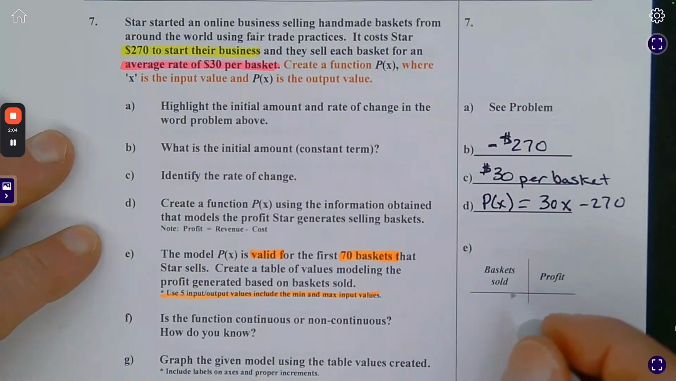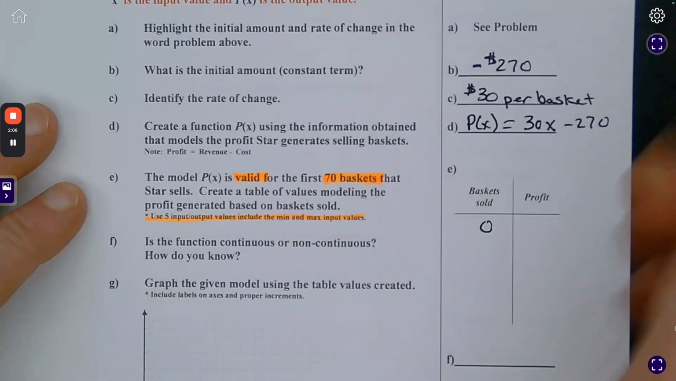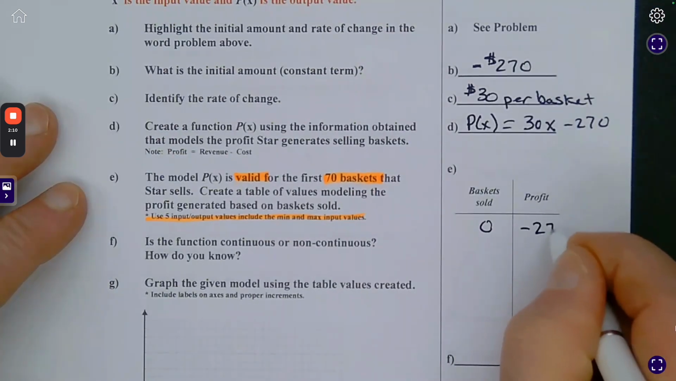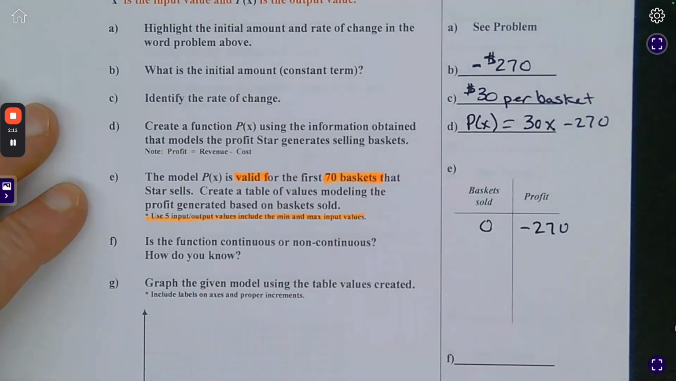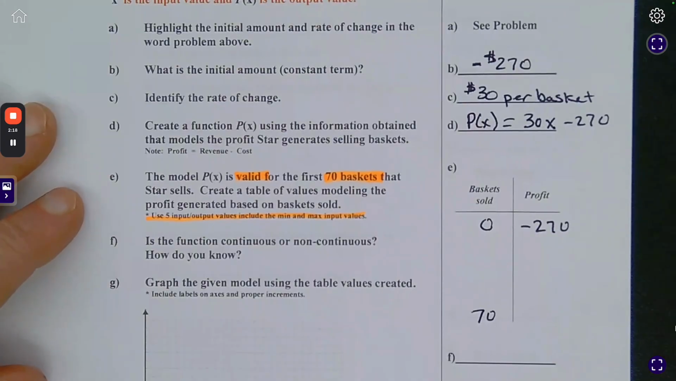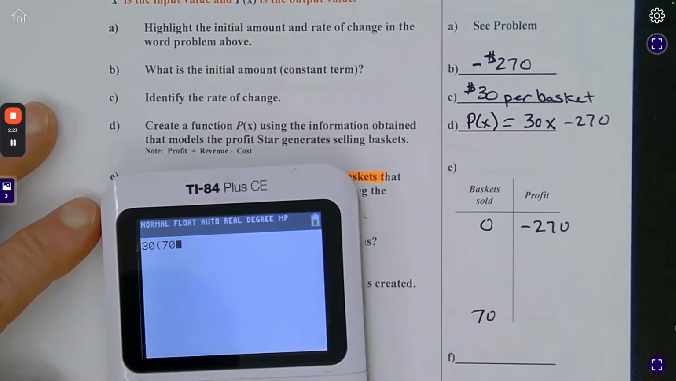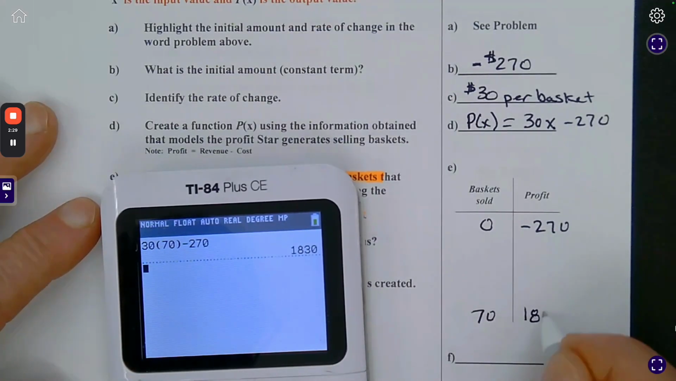What's the minimum number of baskets Star can sell? Well, that's 0. And if she sold 0 baskets, she now has a profit of negative 270. The maximum baskets is 70. So I'm going to go to my calculator, and I'm going to take my function. I'm going to put 70 in. Woo, Star, let's go. Profit of 1830.